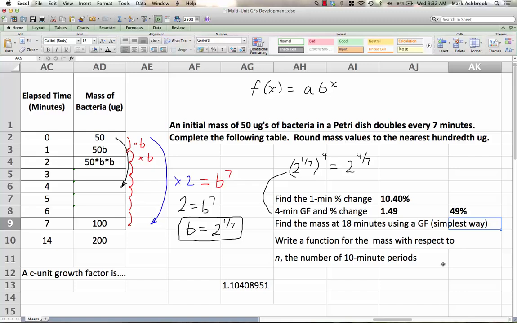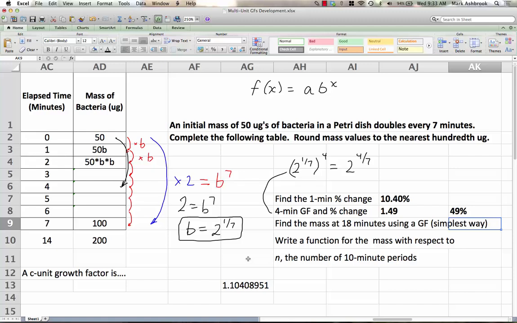Right, it's a little bit easier. You see that? So what you did was perfectly good. But if you want 18, you could start with 14 and multiply by the 4 minute growth factor. That'll advance you to the output for an input of 18. That's the easiest way to do it. So you're going to take 200 times the 4 minute growth factor. But starting with 50 and multiplying by 2 to the 1/7 18 times also works.